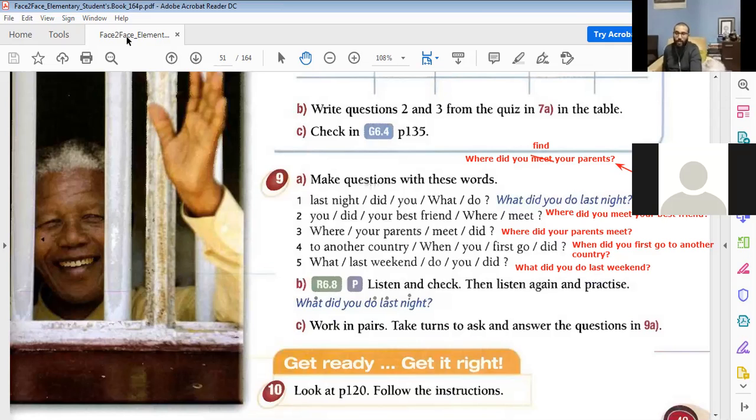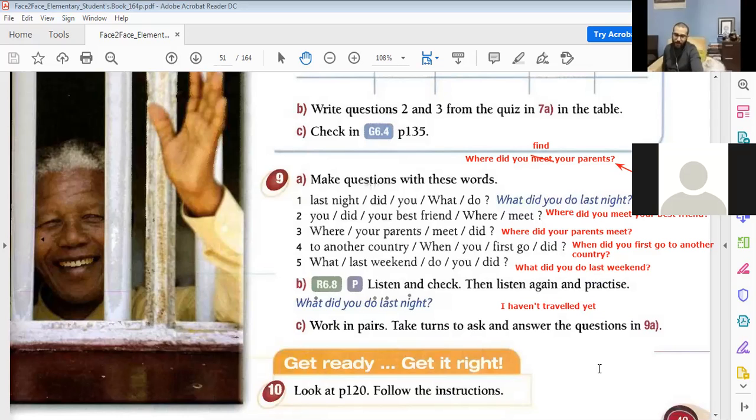I haven't traveled. So you can say I haven't traveled. I haven't traveled yet. Like this. So you can say I haven't traveled yet. Very good. Okay. What did you do last weekend?